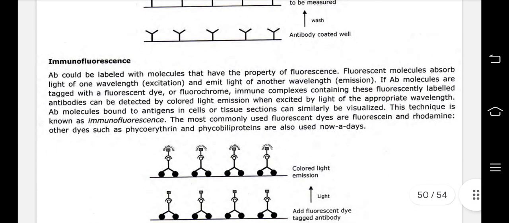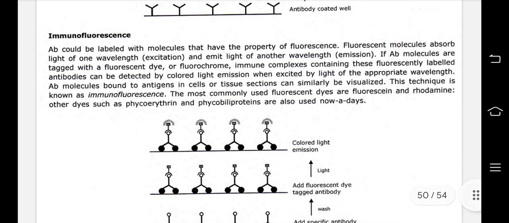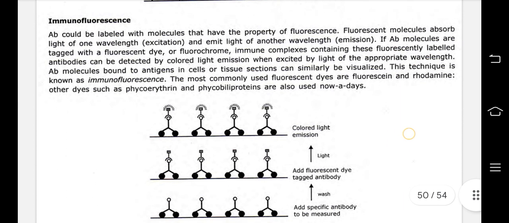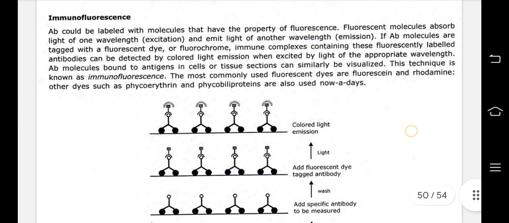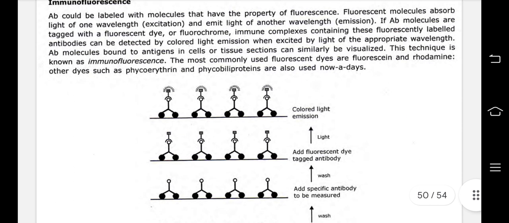Then immunofluorescence. AB could be labeled with molecules that have the property of fluorescence. So fluorescent molecules absorb light of one wavelength, excitation, and emit light of another wavelength, emission. If AB molecules are tagged with a fluorescent dye or fluorochrome, immune complexes containing these fluorescently labeled antibodies can be detected by colored light emission when excited by light of the appropriate wavelength. AB molecules bound to antigens in cells or tissue sections can similarly be visualized. This technique is known as immunofluorescence.